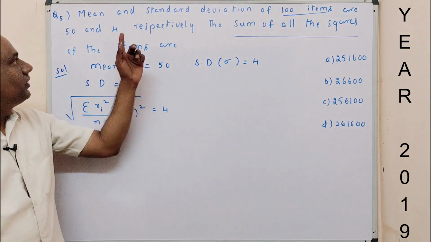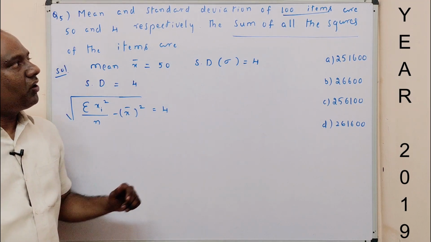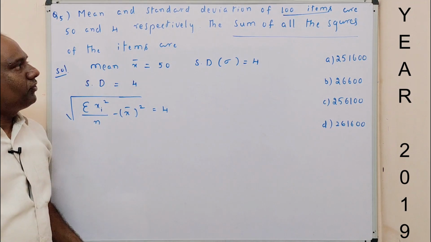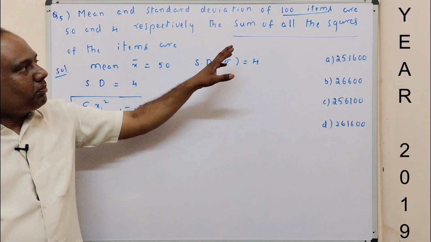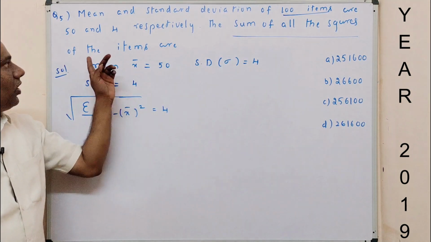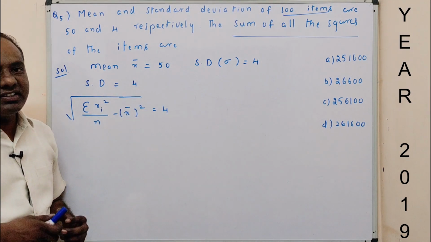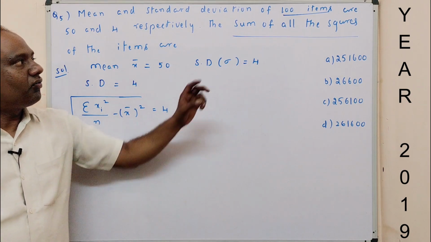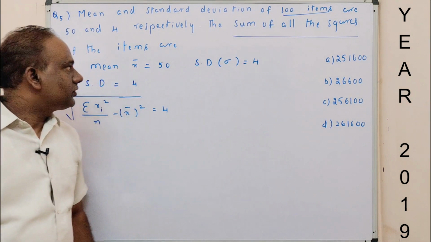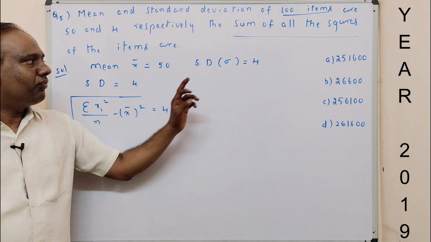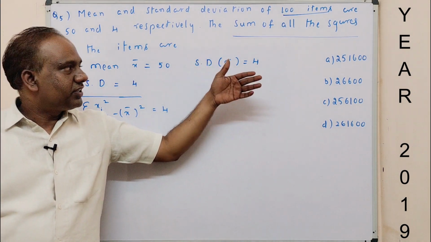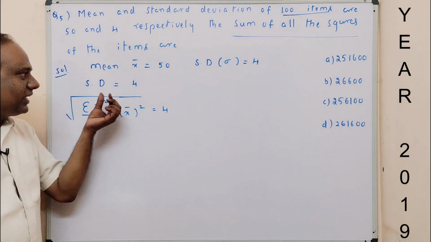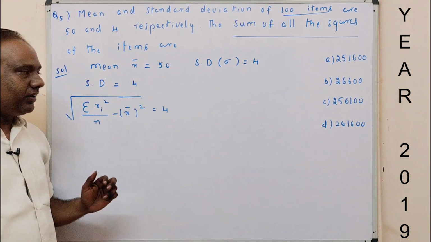Here the question is, mean and standard deviation of 100 items are 50 and 4 respectively. The sum of all the squares of the items are. So that is the question here. Here they given mean and standard deviation of 100 items. So x bar is equal to 50 and standard deviation sigma is equal to 4. This is actually the formula. Standard deviation is equal to, they given 4 here.